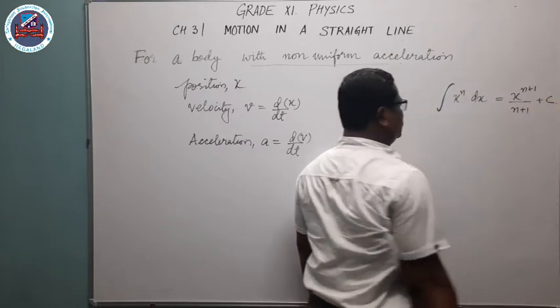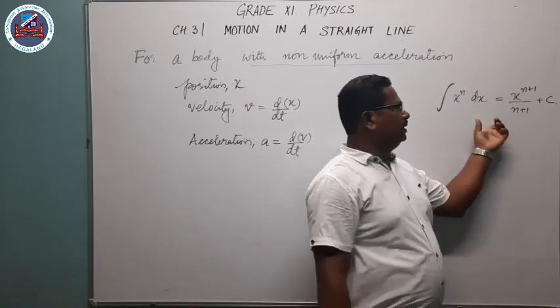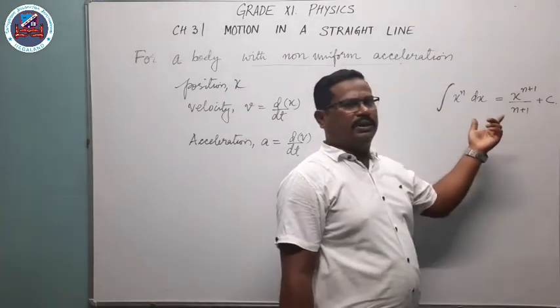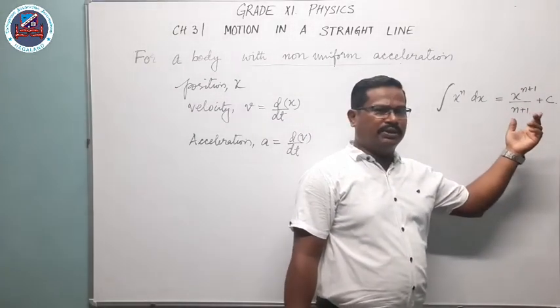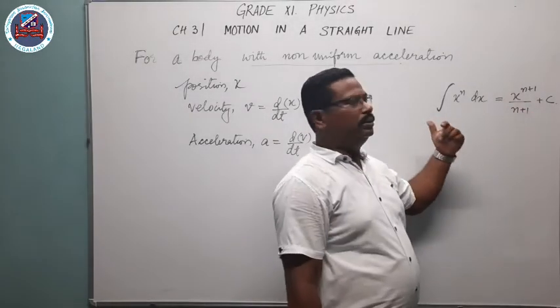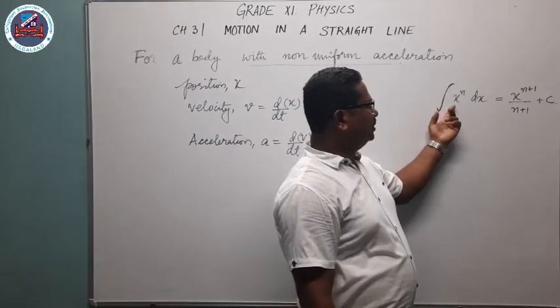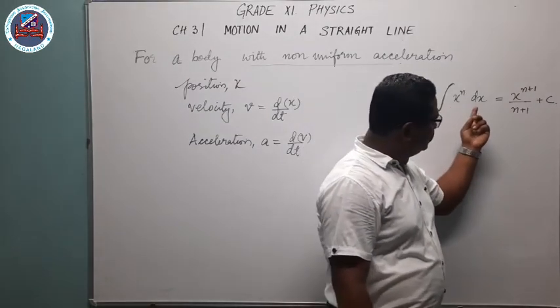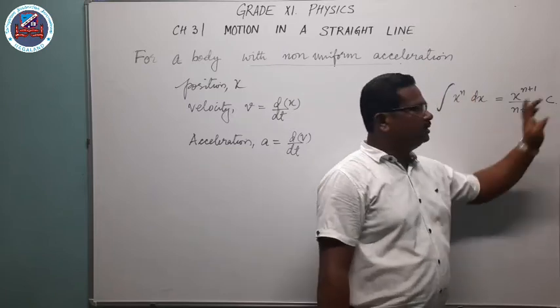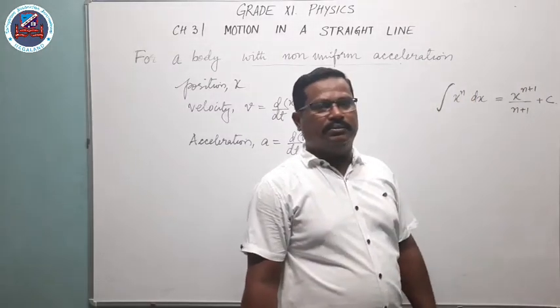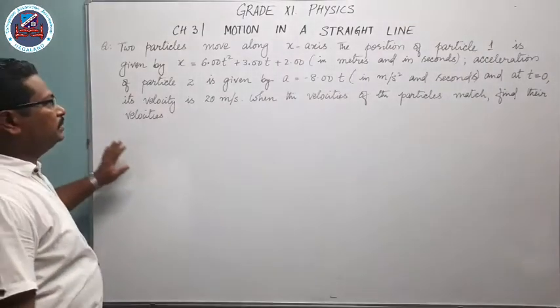The constant c will form, because integral calculus is a reverse of differential calculus. In differentiation, if you differentiate a constant term, it is 0. So that constant term does not appear there. So when you change from differentiation to integration, you have to add this constant term, plus c, will come.